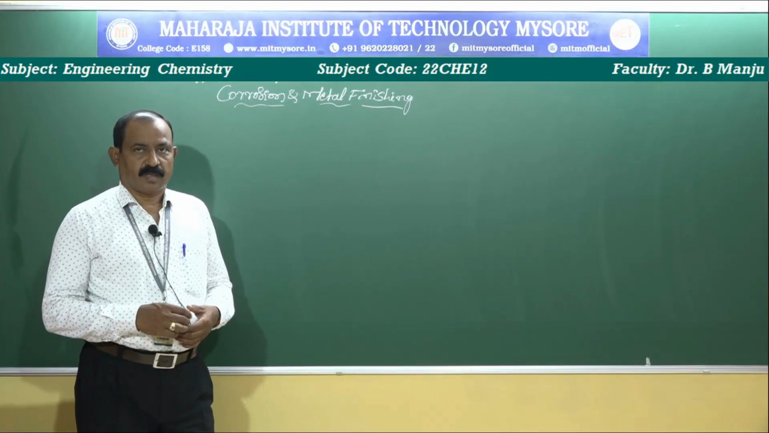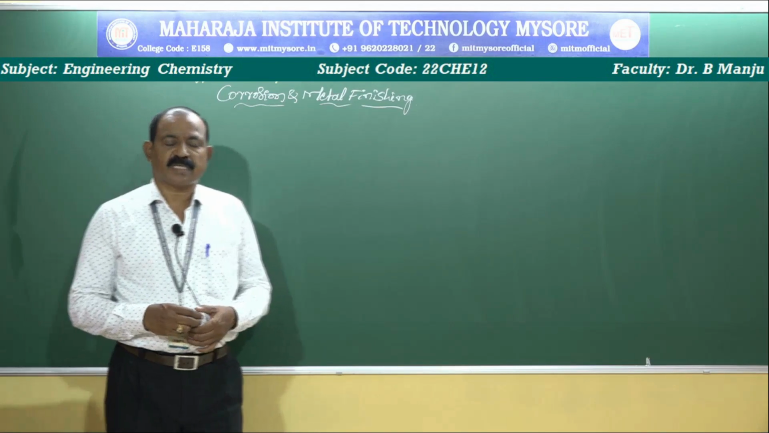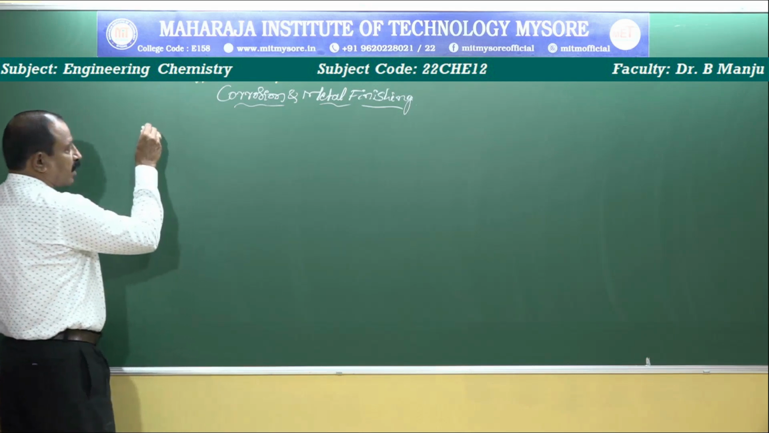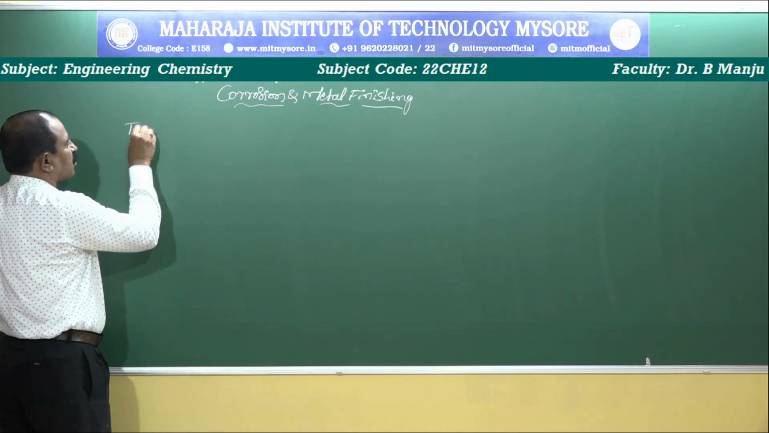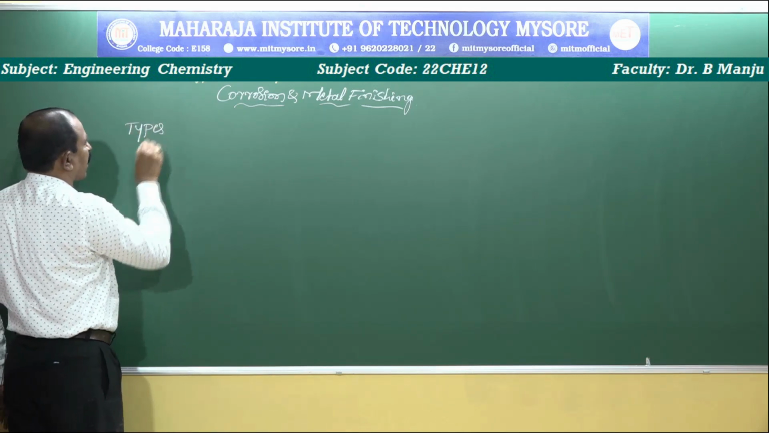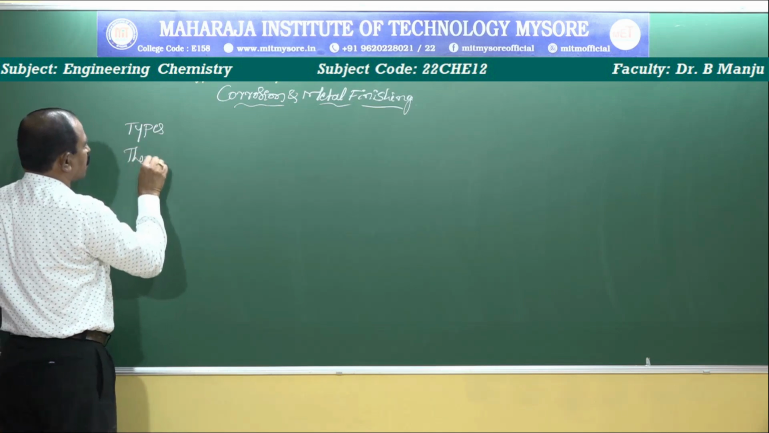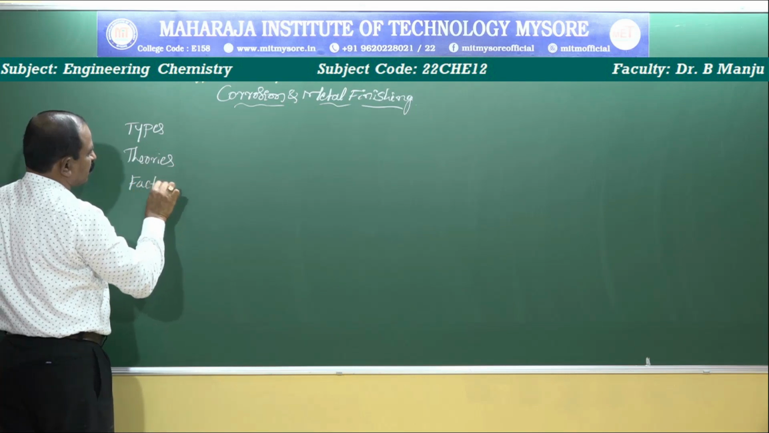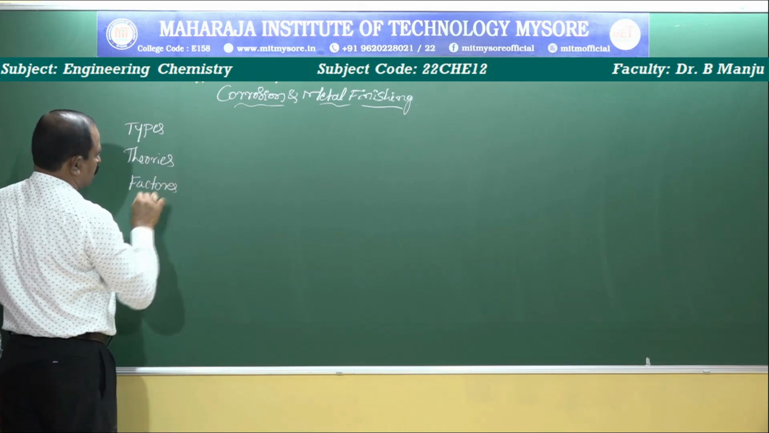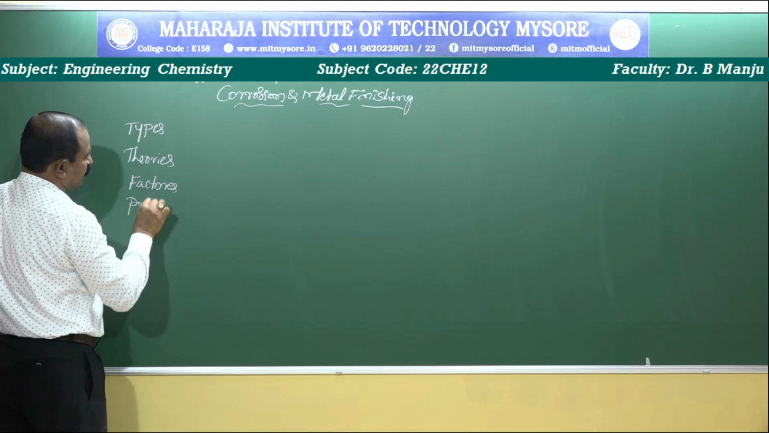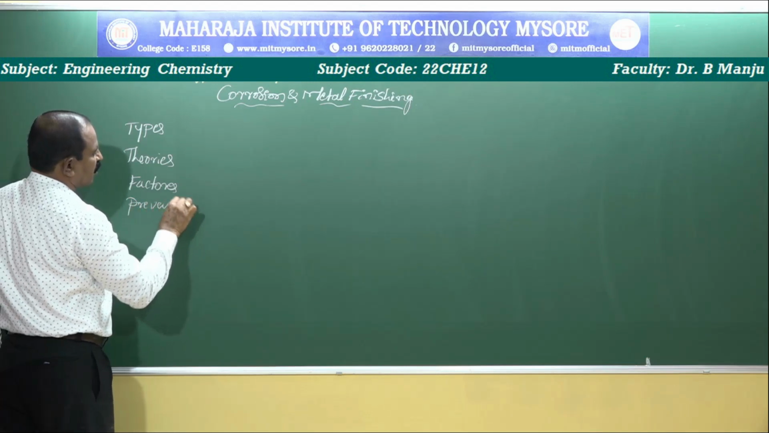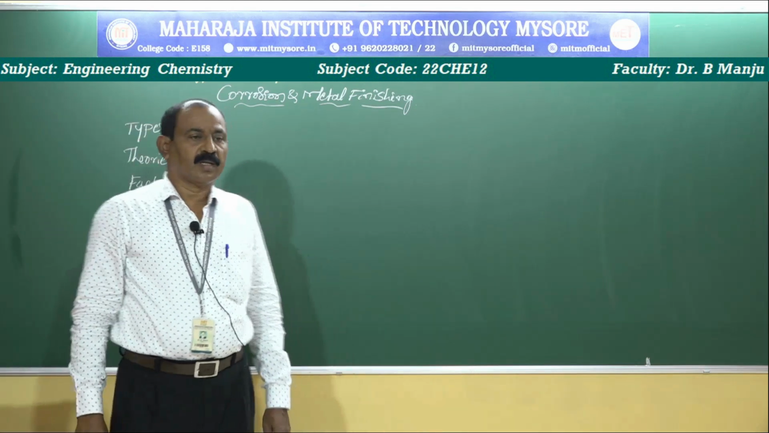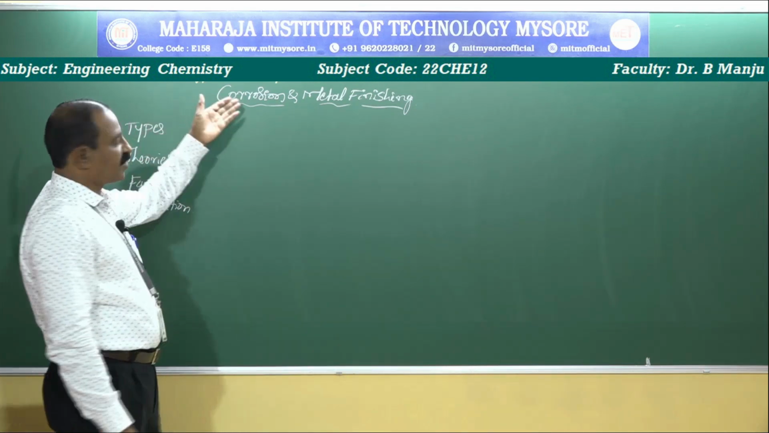Dear students, in the previous class we discussed corrosion: the definition of corrosion, types of corrosion, theories of corrosion, factors affecting corrosion, and prevention. These are the four important subheadings under the corrosion topic. In the previous class we discussed the definition of corrosion.